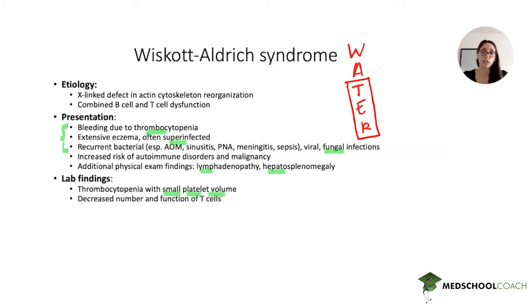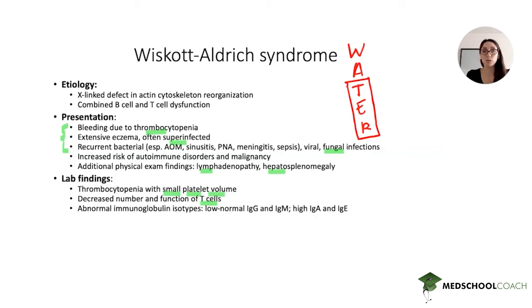You'll also get a decreased number and function of T cells. So this patient had a leukopenia. We weren't given the differential, but we could be thinking that it was related to the decreased number and function of T cells. Although that, again, could be a relatively non-specific finding in an immunodeficiency, so not something to hang your hat on, but definitely contributes to the picture overall.